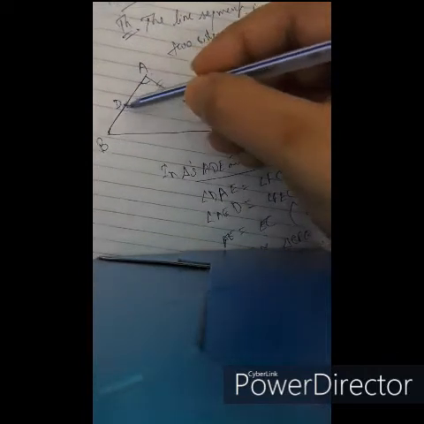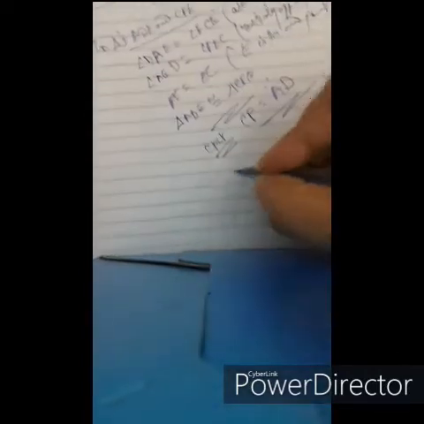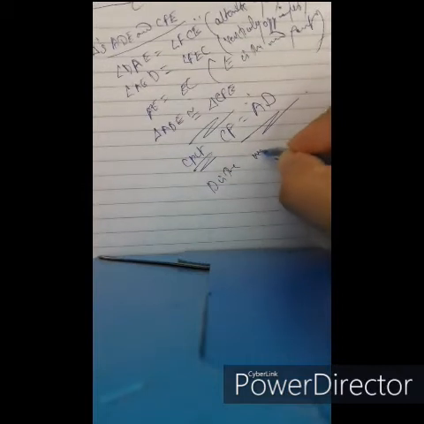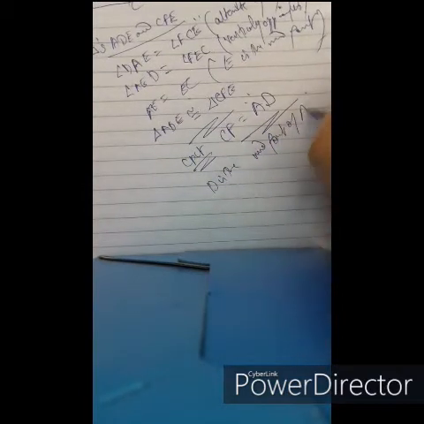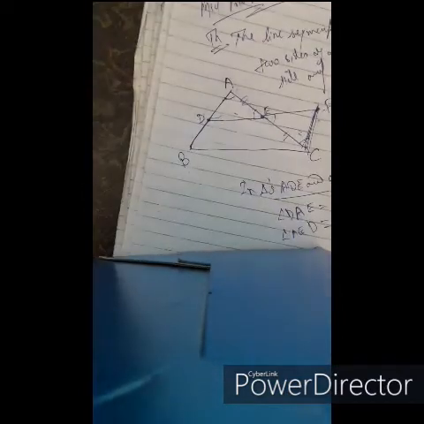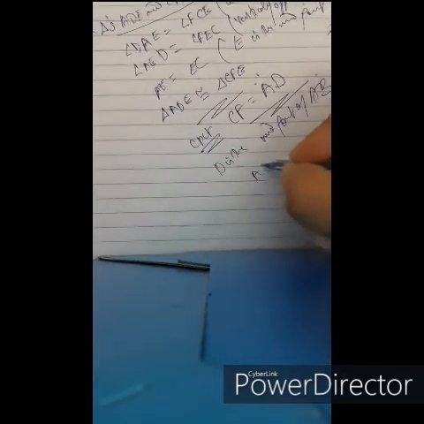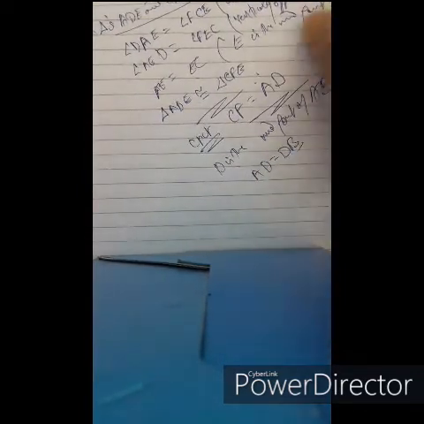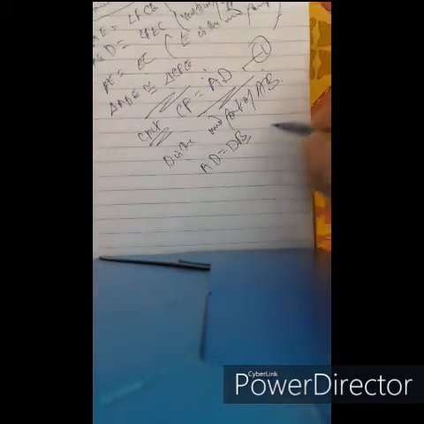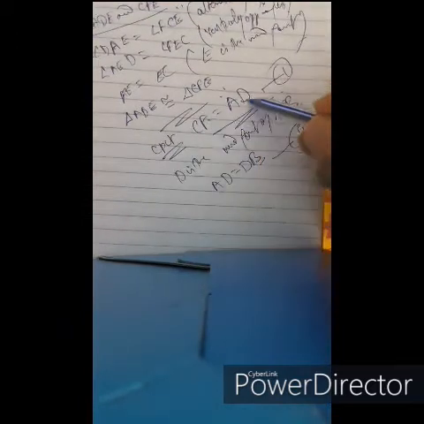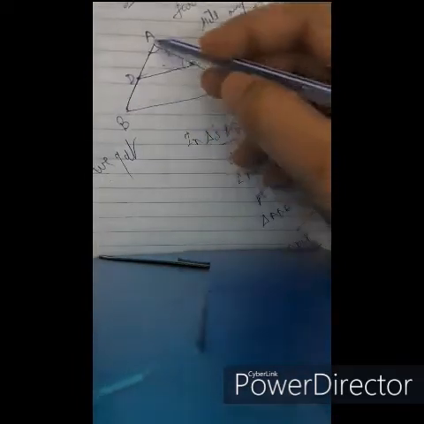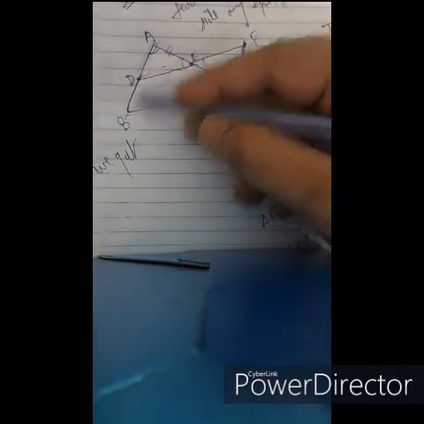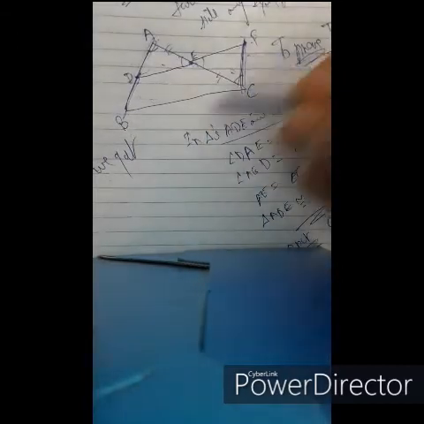Now D is the midpoint of AB. So AD equals DB. Therefore, from equations 1 and 2, CF equals AD, and AD equals DB. Therefore, we get CF equals BD.